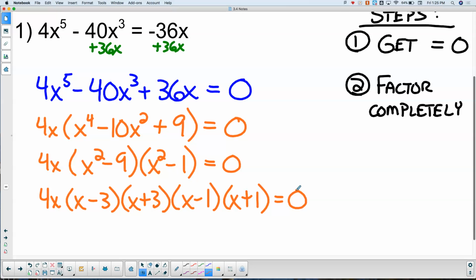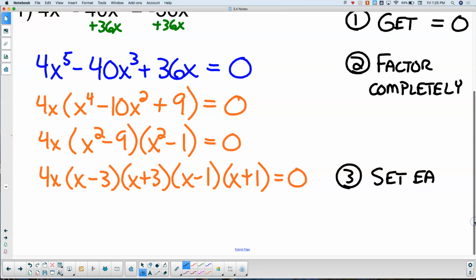Well, we factored all the way. Do we factor any more? Nope, can't factor anymore. Okay, so we factored completely. Step number 3 says we are going to set each factor equal to 0 and solve.